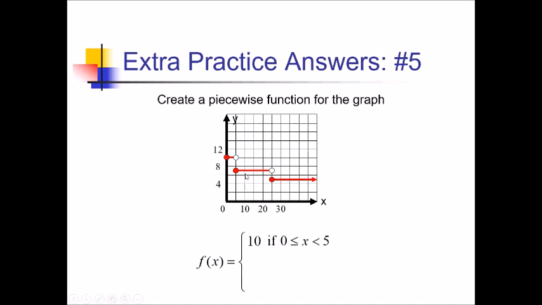For my next rule, let's see, this looks like it's going to be at about 7, and that's happening between the x values 5 and 25, including 5, not including 25. So I'll write 5 less than or equal to x less than 25. And finally, my last rule, I've got, let's see, this looks to be 5 for that y value. And that's happening for all x values that are greater than or equal to 25, so I'm just going to write that.